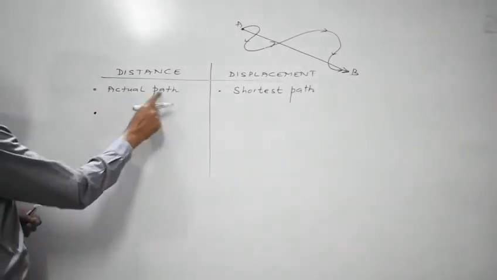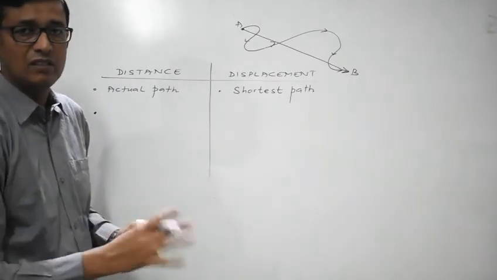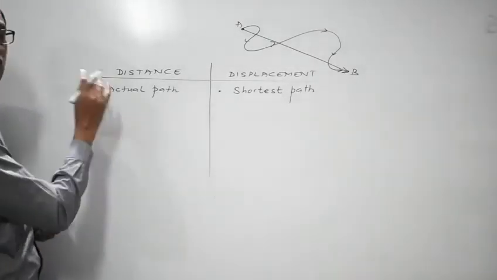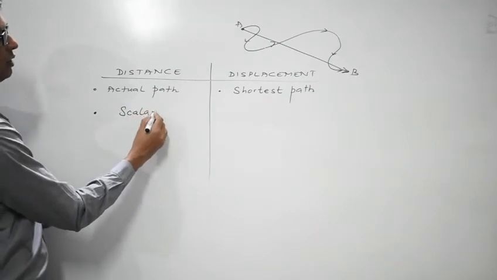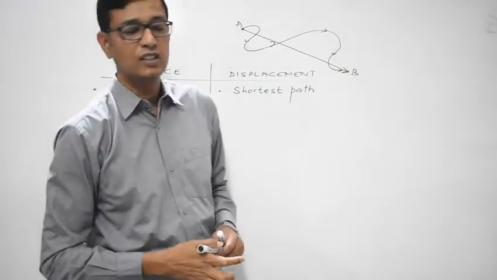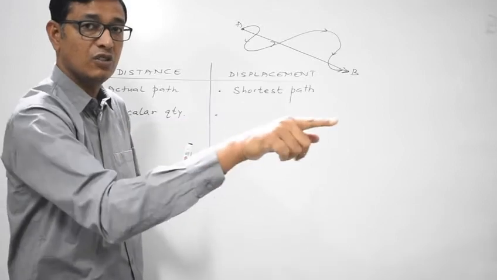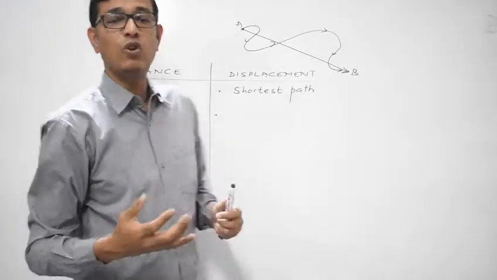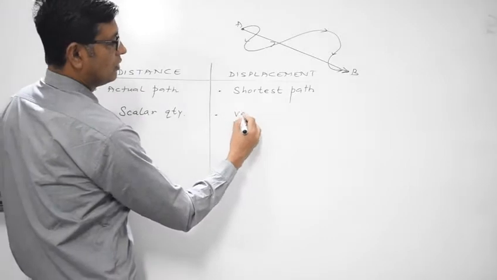Now look, it indicates the length of the actual path covered by the body. Nothing regarding the direction. So it must be a scalar quantity. It possesses only magnitude but no direction. So therefore distance is a scalar quantity. While on the other hand, displacement is the shortest distance between any two given points in a unique direction. So the direction term gets involved over here. So displacement is a physical quantity possessing both magnitude as well as direction. So it must be a vector quantity.